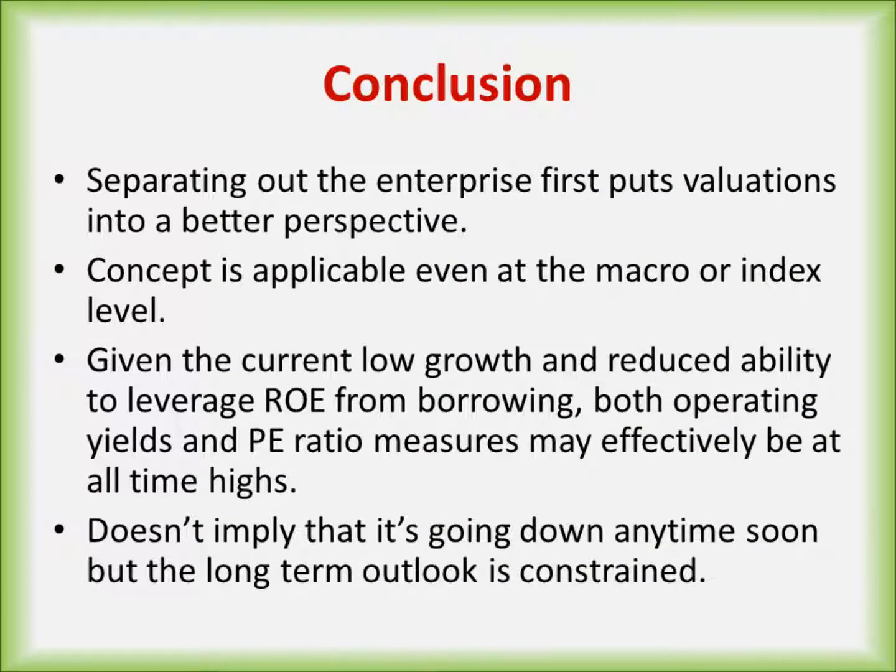So in conclusion, separating out the enterprise value first puts valuations into a much better perspective, even at the macro index level. Current low growth rates plus thin margins between operating yields and corporate bond rates lead us to infer that both operating yields and PE ratios are quite elevated. This doesn't mean that the market is going down anytime soon, but the outlook for the long term is constrained.